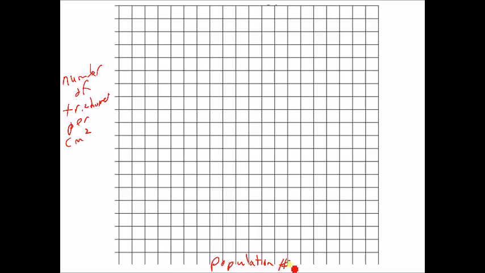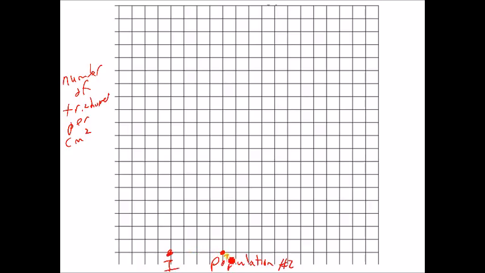number. Now we have three populations, 1, 2, and 3. So it doesn't really matter where we start with these. I'm just going to space them out about 4 lines apart. So this is going to be population 1, 1, 2, 3, 4.